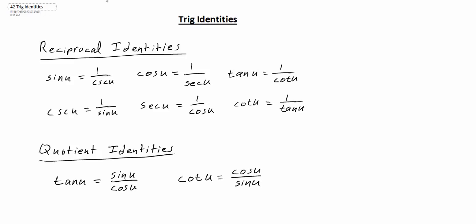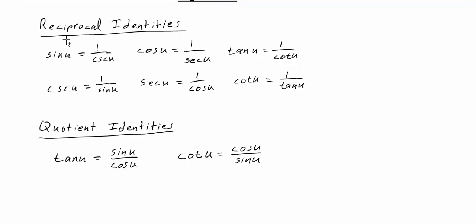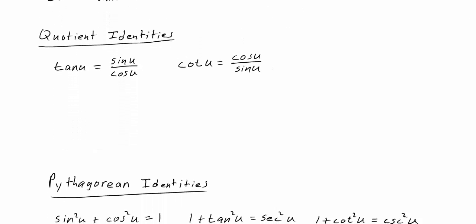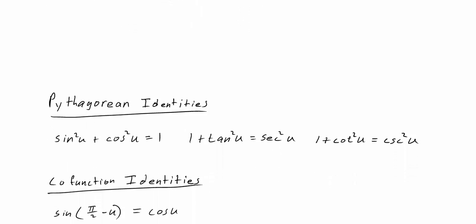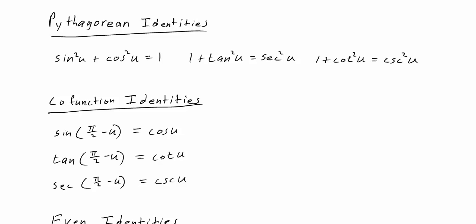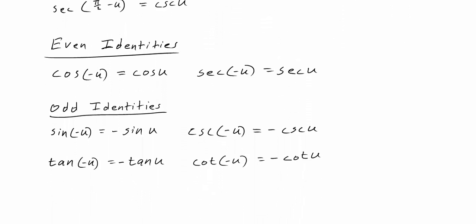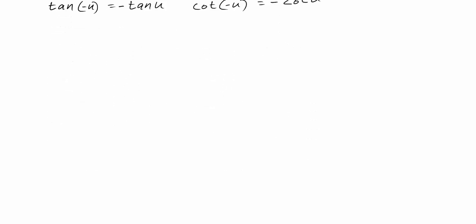This video is going to talk more about our trig identities that we started discussing in the previous chapter. So before you continue, you may want to go back and review these identities, and that would be the reciprocal identities that we talked about before, also the quotient identities, the Pythagorean identities, as well as the cofunction identities, and then the even and odd identities. So we're going to be using all of these identities here to simplify expressions.